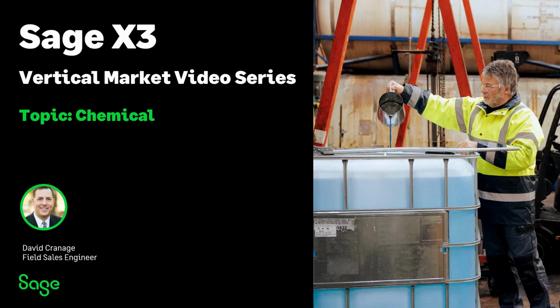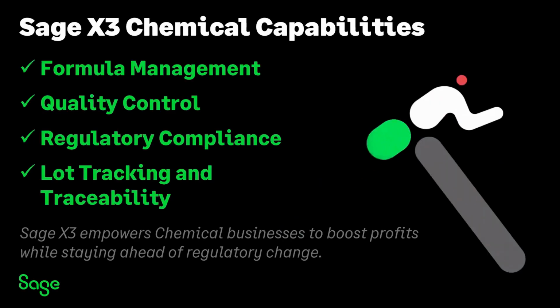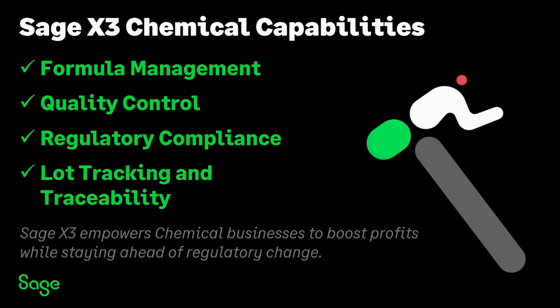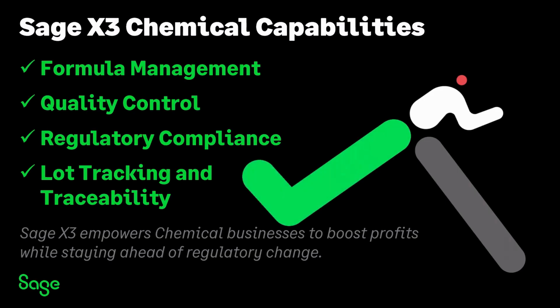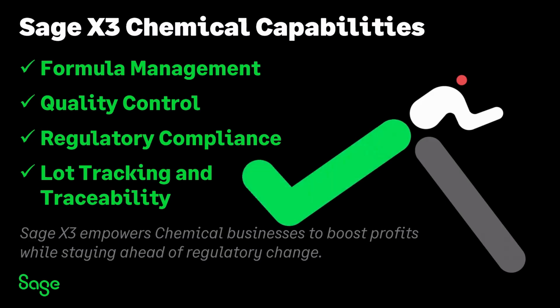Today, we'll demonstrate Sage X3's support for the chemical vertical. Sage X3 for chemical delivers built-in capabilities such as formula management, quality control, regulatory compliance, and lot tracking to help businesses in the chemical industry maintain profits and adapt to an uncertain future.